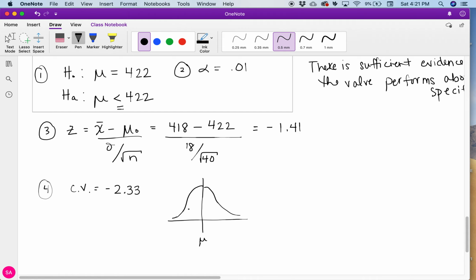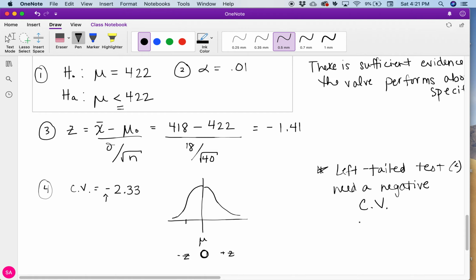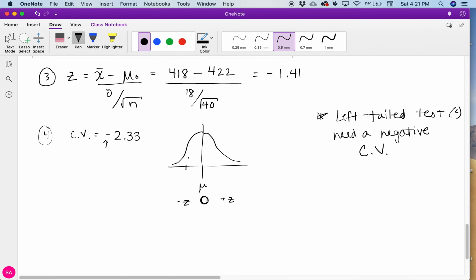And if you recall from converting everything to z-scores, our z in the middle is 0, positive z's are on the right, and then negative z values are on the left. And since we're working on the left, we're going to have to make our critical value negative. So if you were on the left, a left-tailed test, which means you're doing less than, you need a negative critical value. So don't forget that small little piece, because if you have the wrong sign, then that can really mess up the test essentially. So our critical value is negative 2.33.